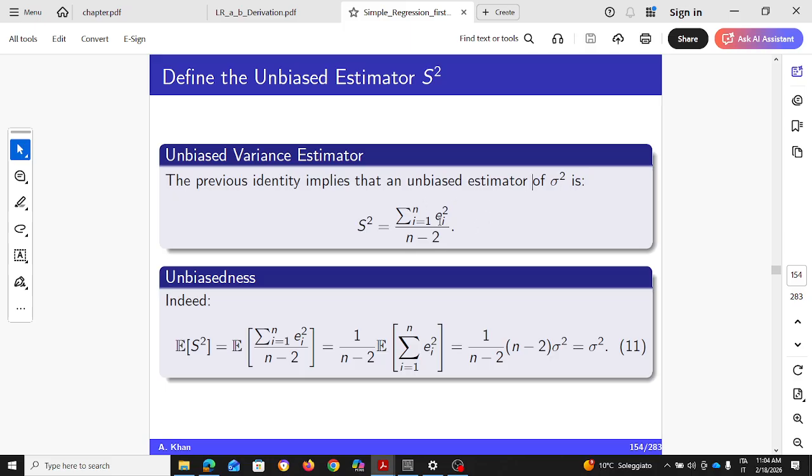Taking the expectation of this, the constant term gets out from here. We have this now, and this expectation we say is equal to n minus 2 sigma square. So these n minus 2 cancel out, so the expectation of this term is equal to sigma square.